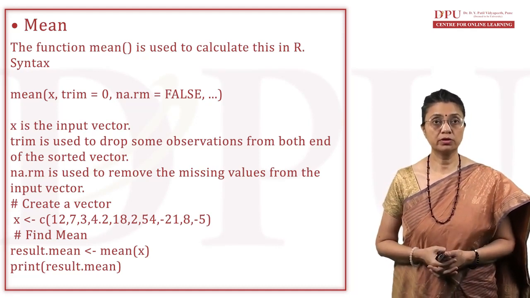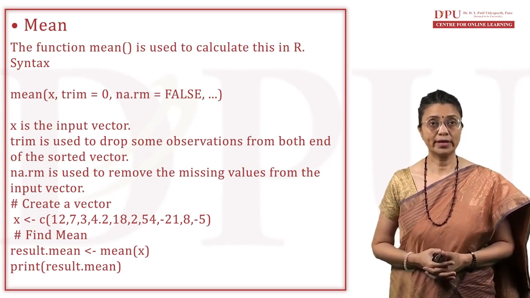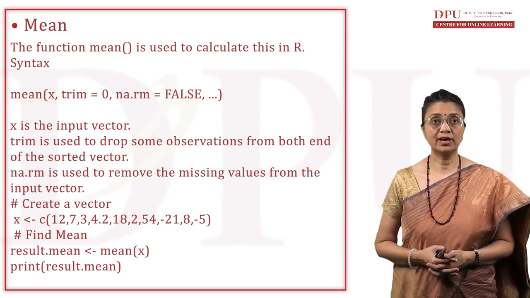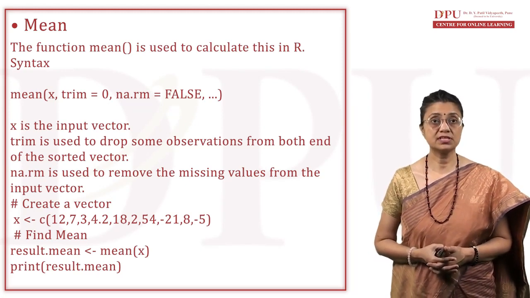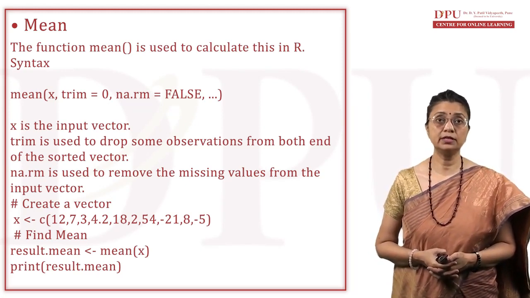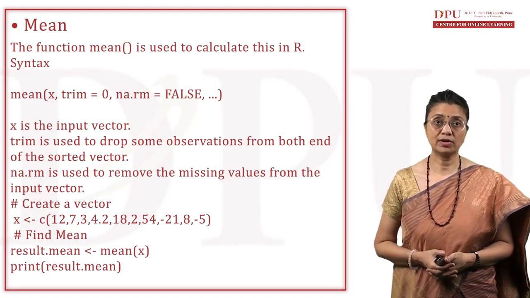So basically, na.rm equals FALSE is the default value. Let's have a look at the code now. We are creating a vector with the help of the c function, having values 12, 7, 3, 4.2, 18, 2, 54, minus 21, 8, and minus 5.